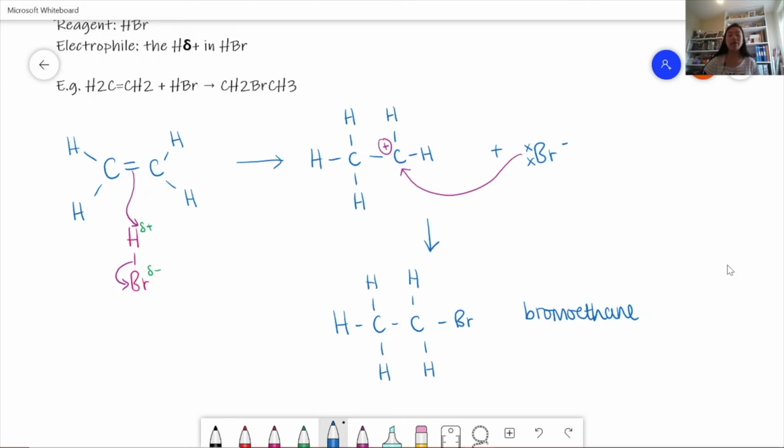And this is actually the only possible product because no matter how we do it, because there's only 2 carbons, like if we flipped it around, so if the bromine was attached to the other carbon and we flipped the molecule around, it would look exactly the same as this. So there is only one possible product.